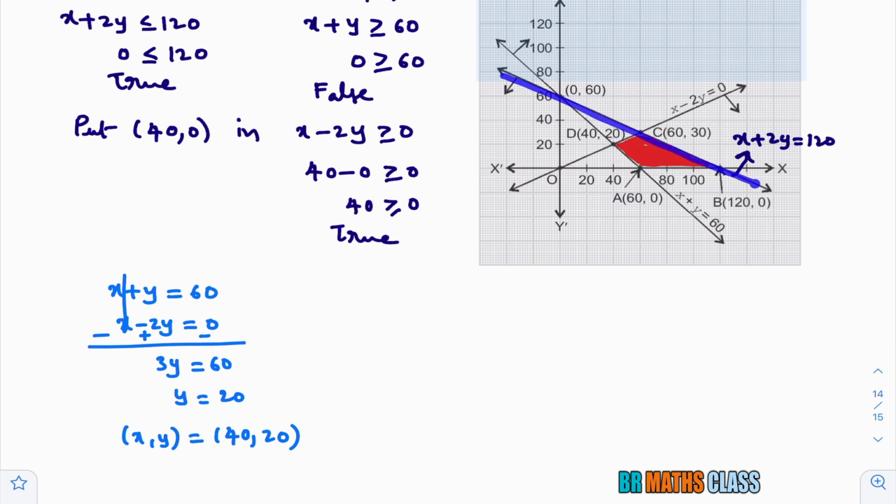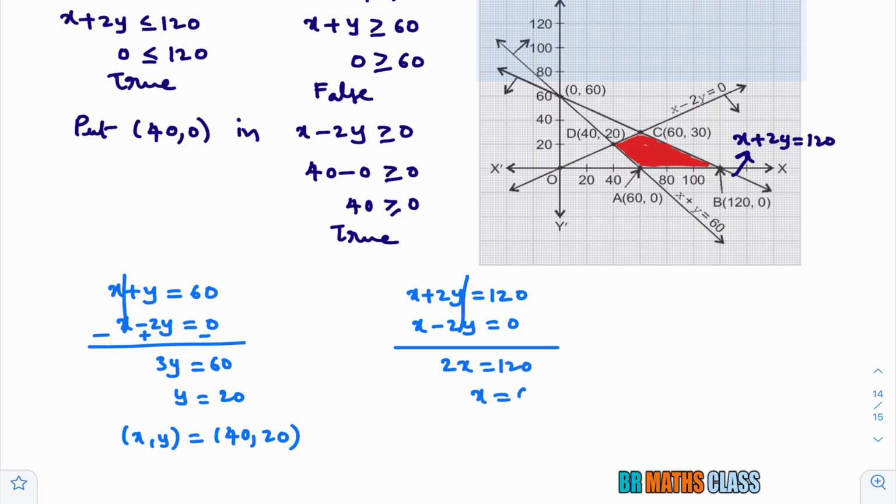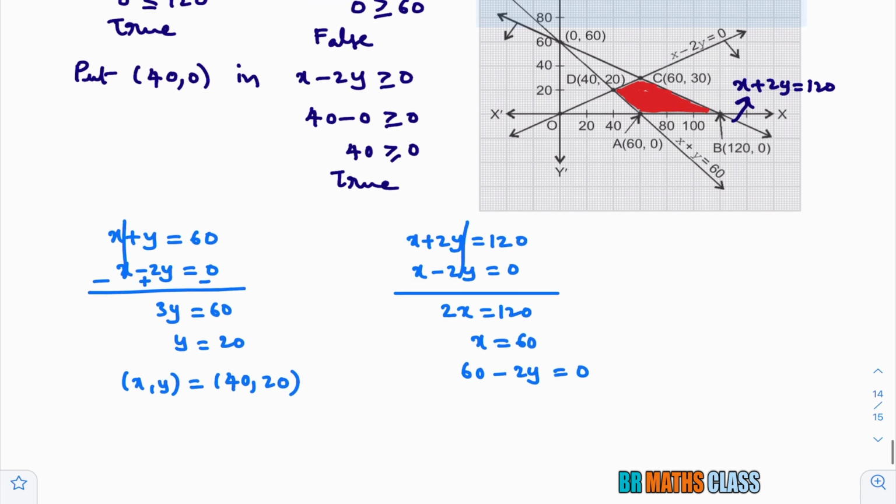Similarly, you solve this line equation and this line equation to get this point. So solve these two line equations. You can see when we add, this 2y will get cancelled. 2x equal to 120, so x equal to 60. You put x equal to 60 in this equation. Then what happens? Here you will get 60 minus 2y equal to 0. So 2y equal to 60, so y equal to 30. So what is this point? This point is 60 comma 30. 60 comma 30 point is here.